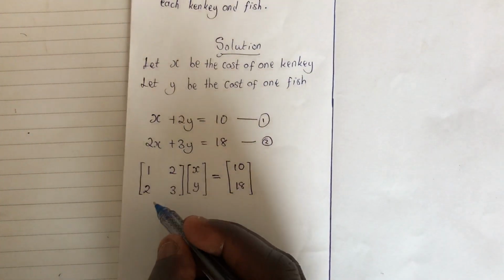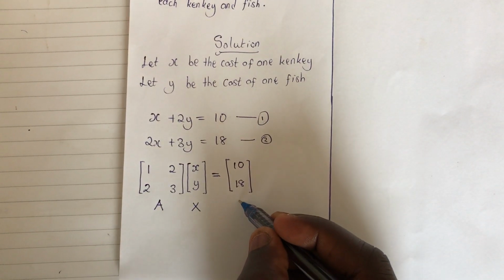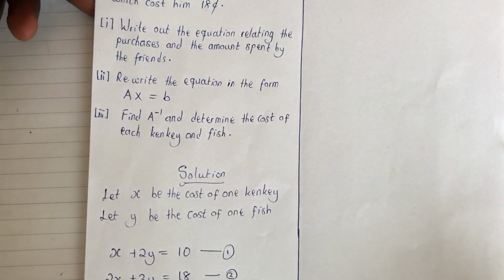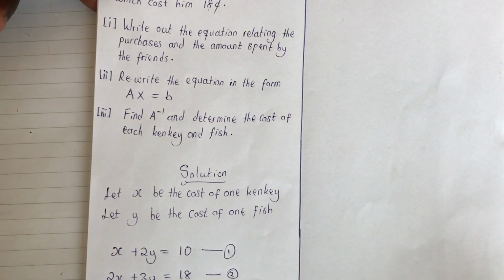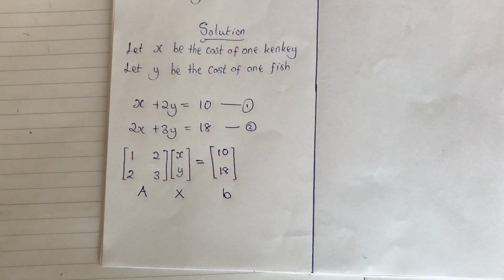Now the question said this is called A. This is called X. And the constant here is B. So that was what the question said, AX equal to B. That is what we have done here. So you are done with solution number 2. As simple as that.